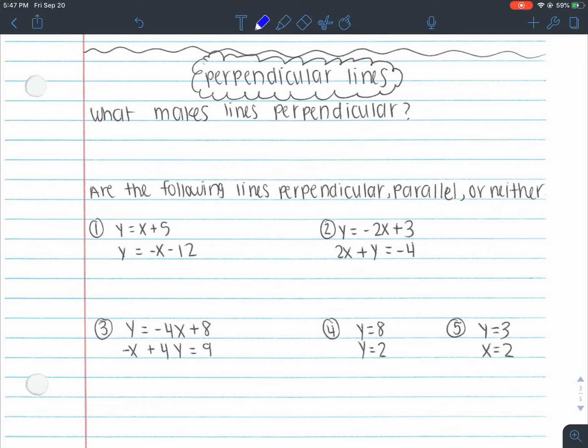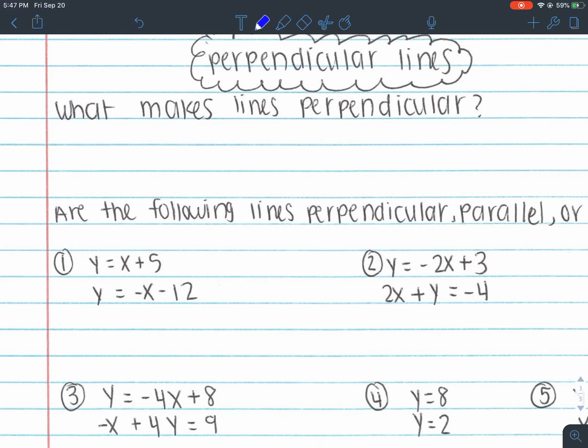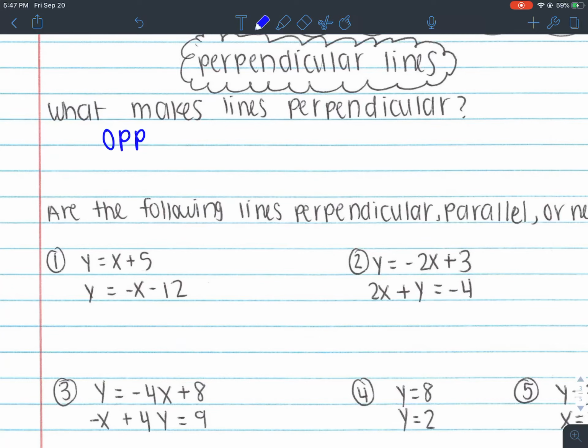The first section was over parallel lines, and those are lines that never intersect. They have the same slope but never touch and they never cross. For perpendicular lines, they do cross. However, it's a special type of cross. It's not always just, hey, if they cross, they're perpendicular. In order for lines to be perpendicular, it does have to do with our slopes, right? So parallel lines have to have the same slope, but perpendicular lines have to have opposite reciprocal slopes.